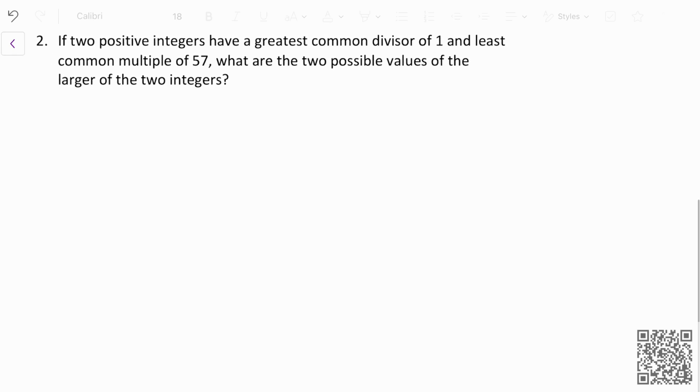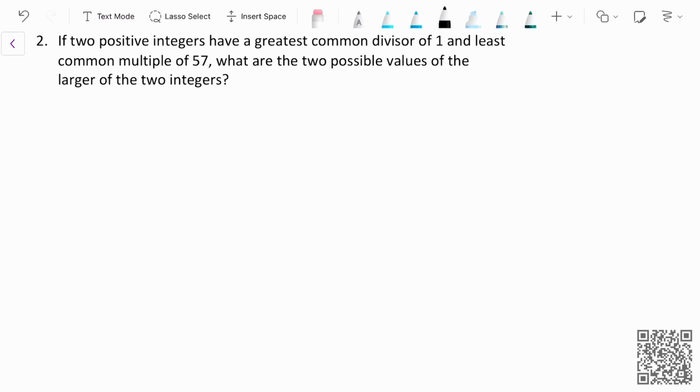Moving on to problem number 2: if two positive integers have a greatest common divisor (GCD) of 1 and a least common multiple (LCM) of 57, what are the two possible values of the larger of the two integers? There's a formula out there that you might know, or you might have heard of it before and just use it without knowing.